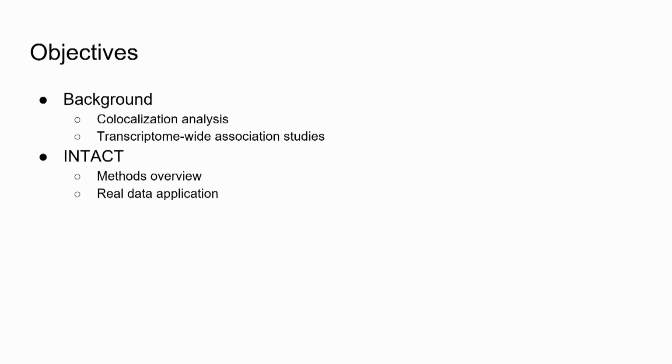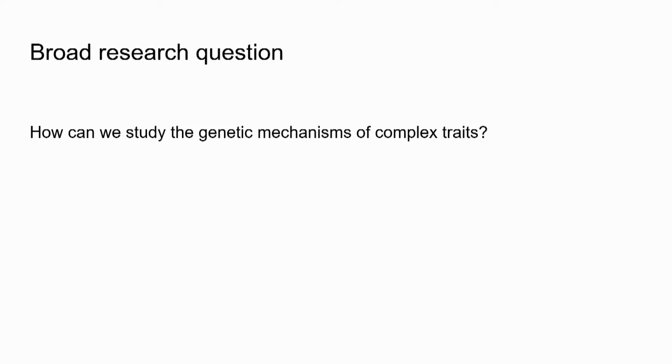Okay. So I'm going to spend the first few minutes filling you guys in on what exactly colocalization and transcriptome-wide association studies are. Then I'll talk about my method and talk about a quick real data application. So the broad research question that we're interested in here is how can we study the genetic mechanisms of complex traits. You can think of a complex trait as something like your standing height or maybe like a disease status.